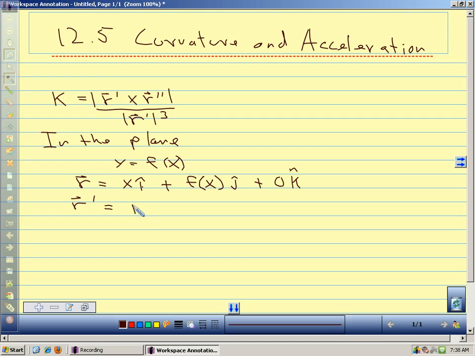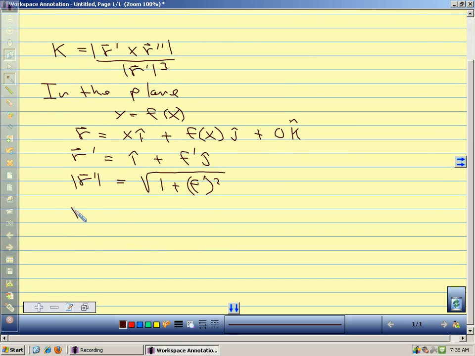So r prime is going to be i plus f prime j. And the length of r prime is just the square root of 1 plus f prime squared. And r double prime is just going to be f double prime j. So we're going to plug this into our formula for curvature, to come up with a simplified expression when we're in the plane.